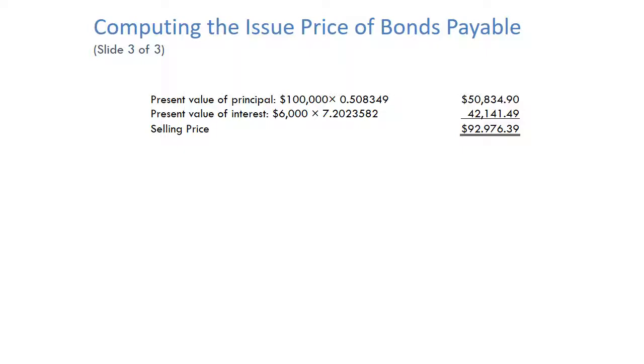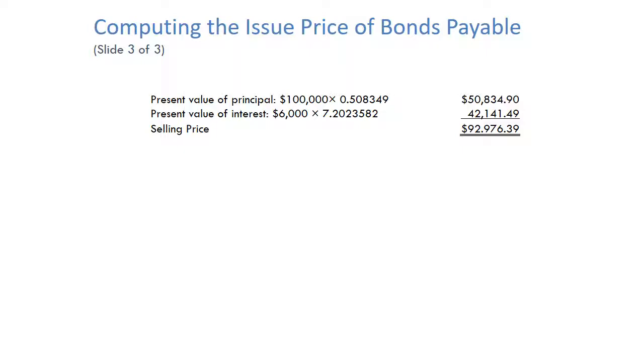You would then do the present value of an ordinary annuity. The corporation is still paying out $6,000 every 6 months because the stated rate of interest is 12%. That's what's on the bond certificate. Twice a year would make it $6,000 each interest payment. But when you discount it using the market interest rate divided by 2 because interest is paid twice a year, so 14 divided by 2 equals 7.